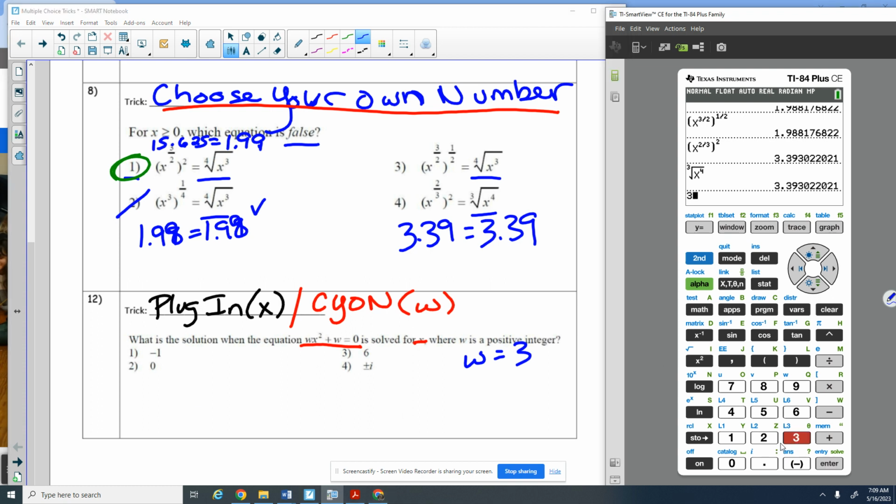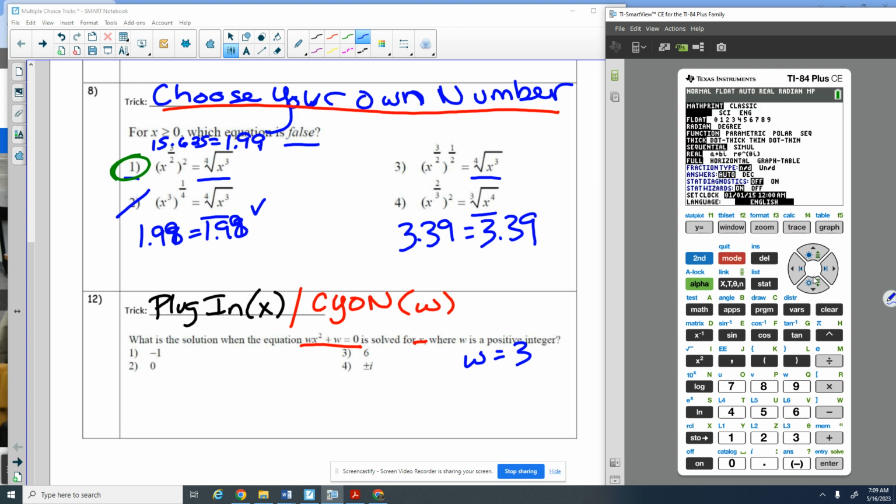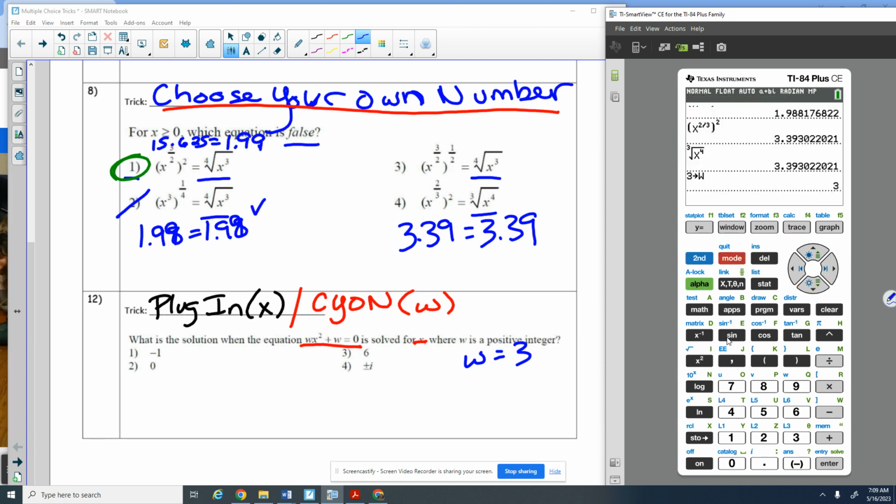And if you want to get to any of your other non-x letters, it's alpha, and then you can press that, w. And then I'm going to go through the answer choices here. Now, since I have an imaginary answer, I am going to go to my mode button and change it to A plus BI mode, just because that's going to make the problem a little more compatible. So I'm going to store -1 as x. 3 is already stored as w. I'm going to type in wx squared plus w and see if it equals 0. So that didn't work. Okay, so it's not -1.